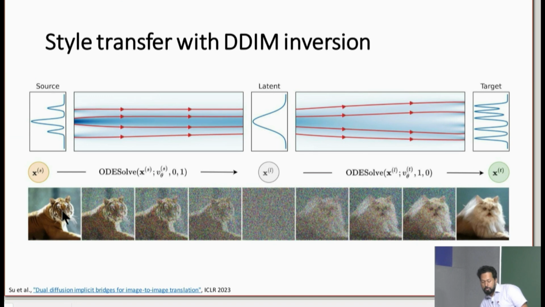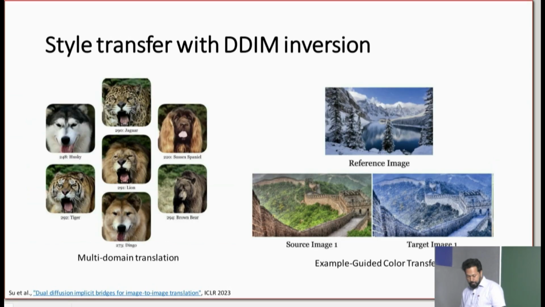So the pose of the tiger and everything gets preserved. It is just supposed to change the class. Okay, so these are editing it. One can also do style transfer, like we saw in StyleGAN. So here also it's possible to do multi-domain transfer, all with the same kind of pose.